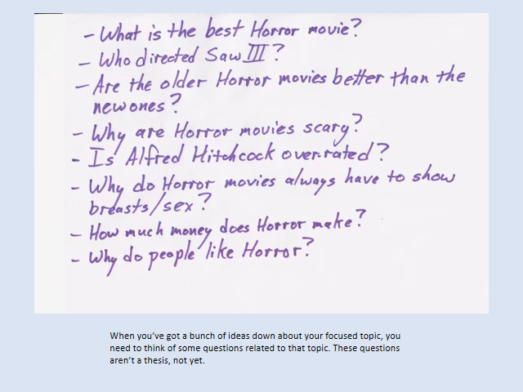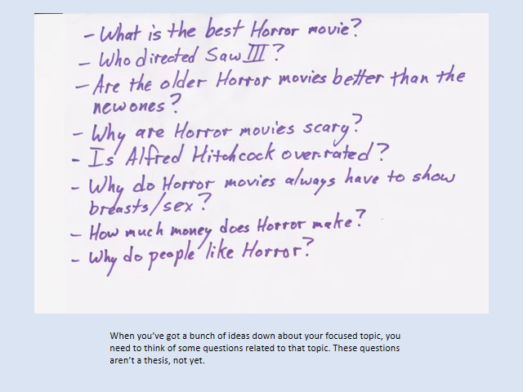Is Alfred Hitchcock overrated? Why do horror movies always have to show breasts and sex? How much money does horror make? Why do people like horror? You'll see at this stage, it's still really a brainstorming stage of the questions. Get the information out, get the questions out, worry whether they're good or not later.